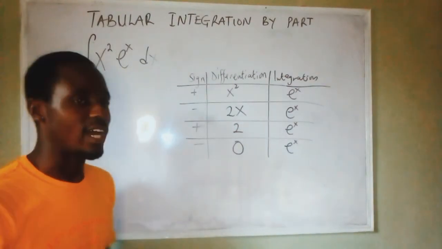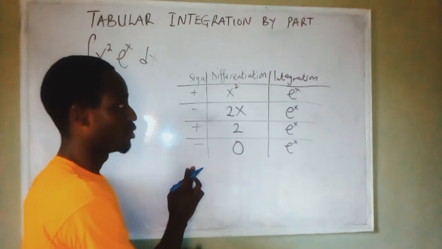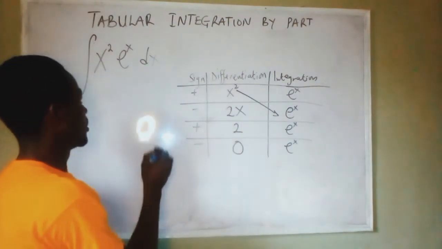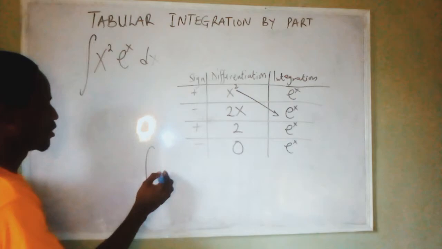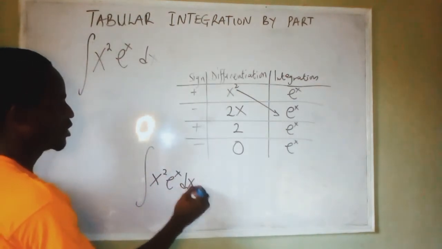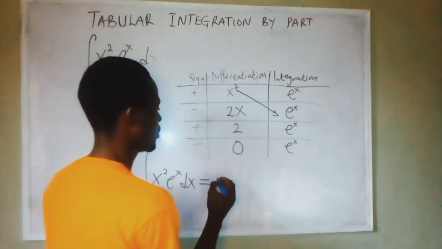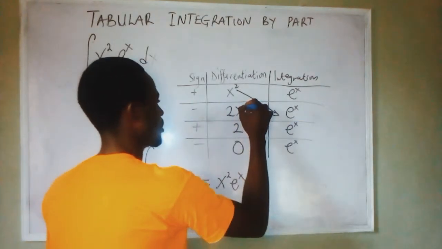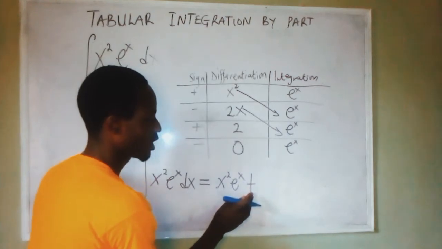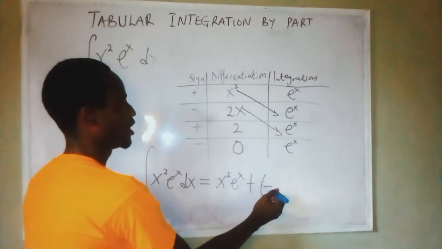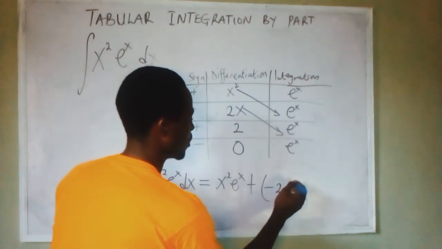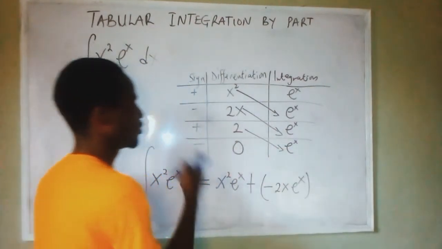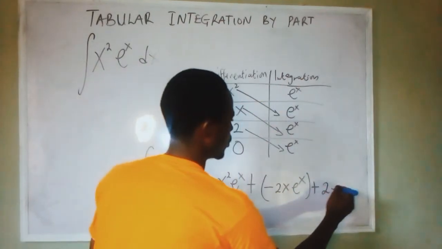So what next? To get our answer, don't forget these signs are important and we're going to make use of them right now. This sign multiplied by this, then multiplied by this. So the integral of x squared e raised to power x dx will now be this positive multiplied by this. So I have x squared e raised to power x. Then I will add that with negative this. So this goes with this, and the sign here is going to be negative. So let me put minus 2x e raised to power x. Then I move on with positive, and this goes with this. So then I have plus 2 e raised to power x.